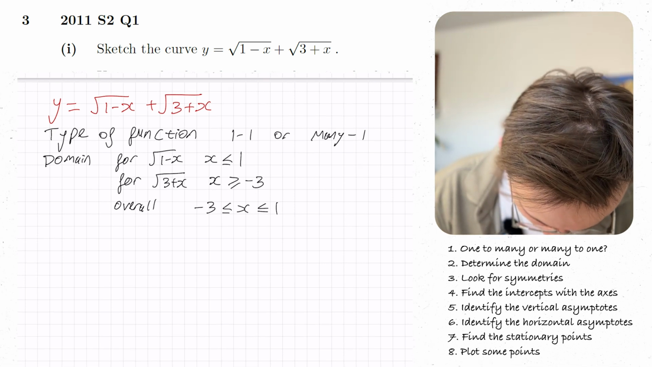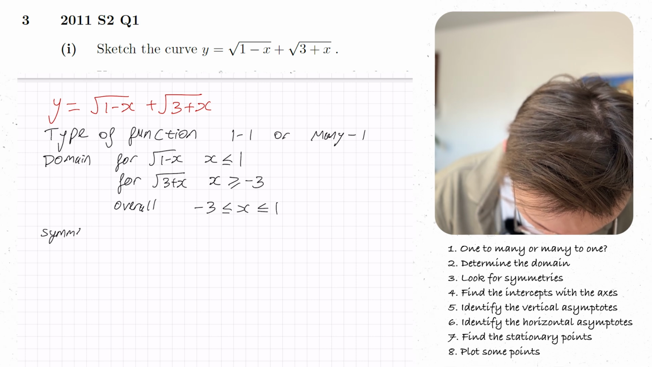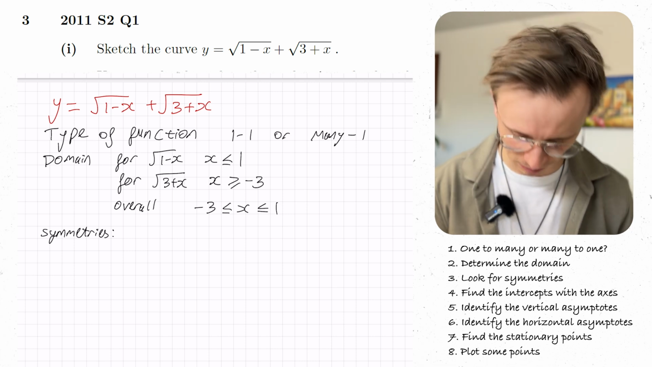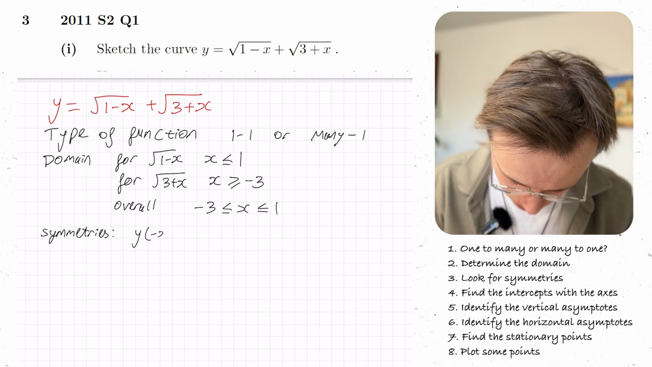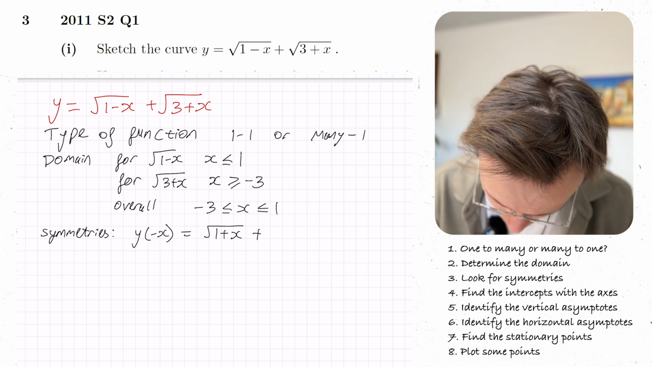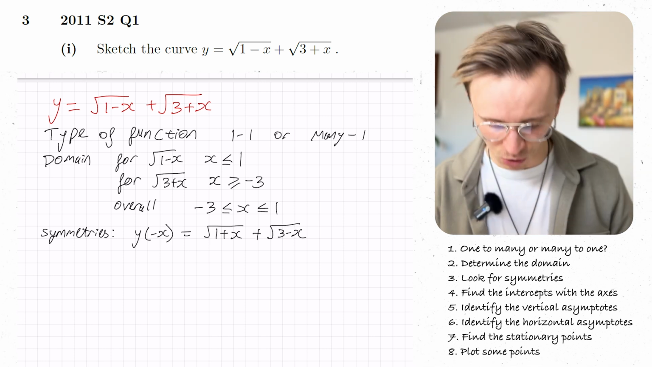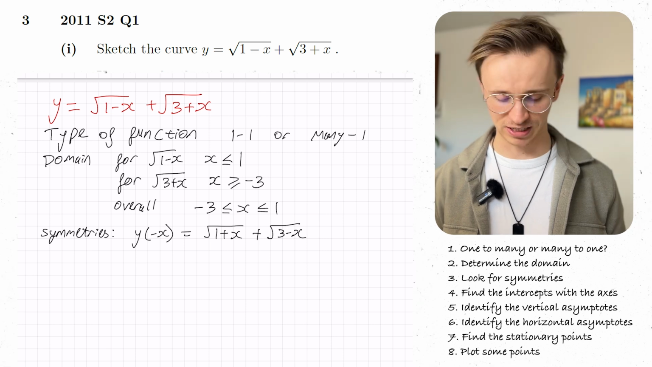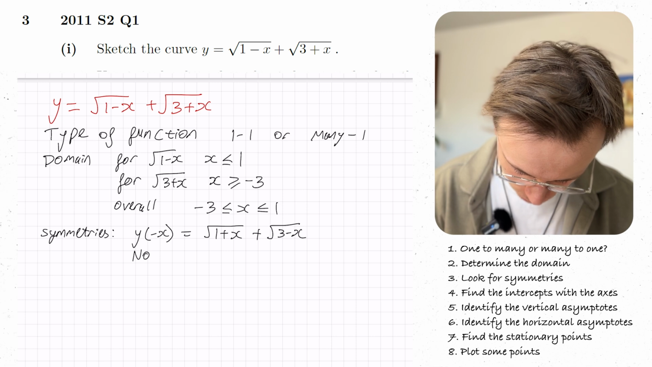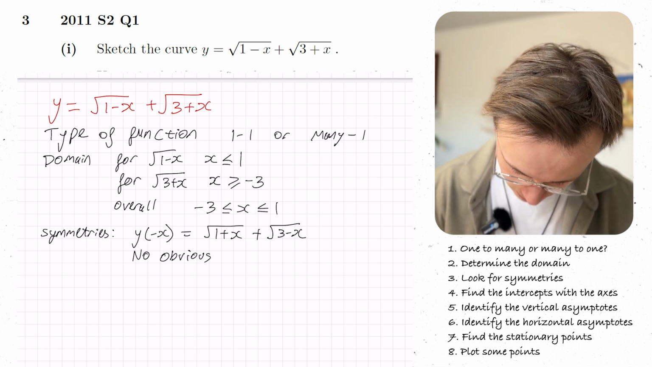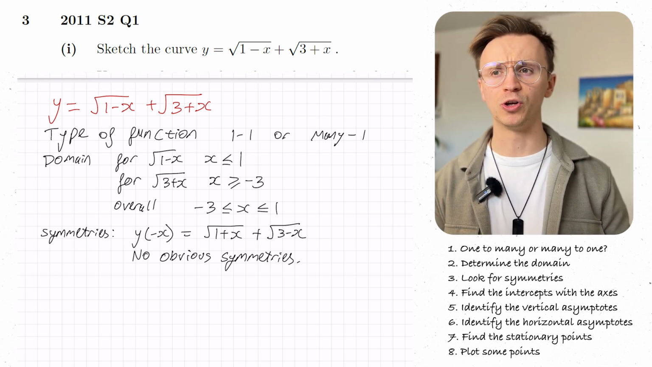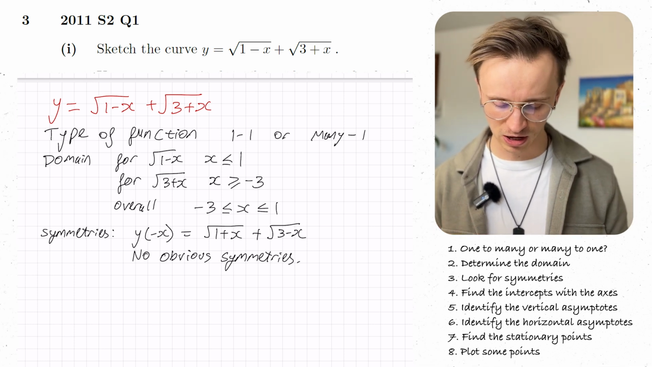So next we want to think about any symmetries we get. Well, we only really need to do the obvious ones for this. So we want to think about what y of minus x looks like. Well, that looks like the square root of 1 plus x plus the square root of 3 minus x, which isn't the same as y of x and it definitely isn't the same as minus y of x. So we have no symmetries. No obvious symmetries anyway.